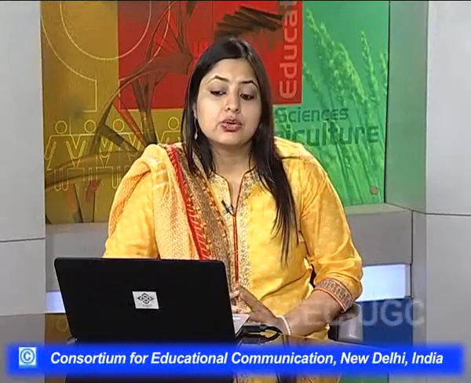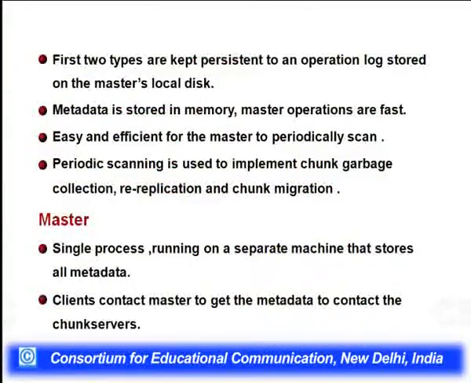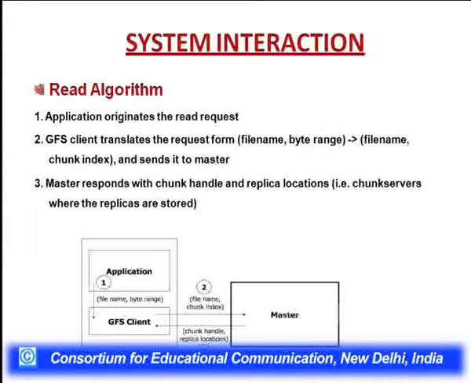Metadata is stored in memory, so master operations are very fast. The master is a single process which runs on a separate machine and stores all the metadata. The role of the master part of the Google file system is just to store the metadata. The clients will not contact the master for any read and write operation. They only contact the master to get metadata information about the chunk servers which they are accessing.